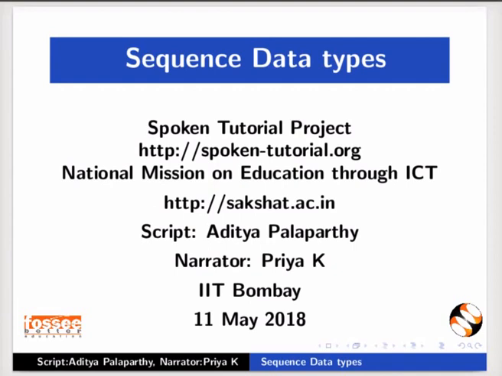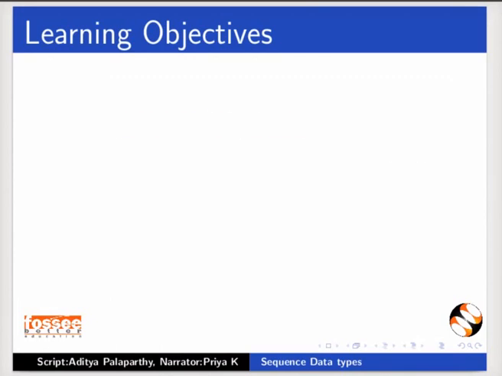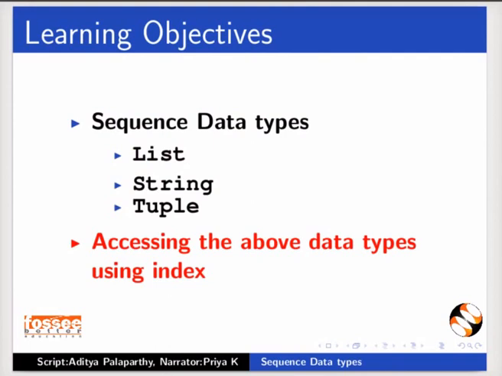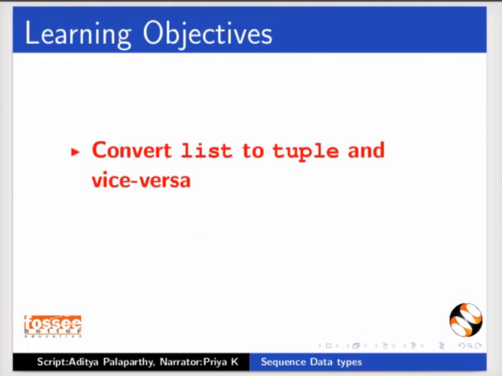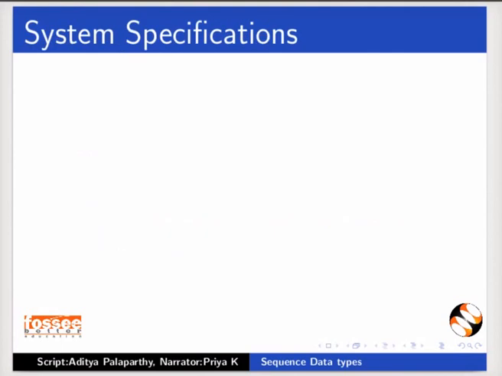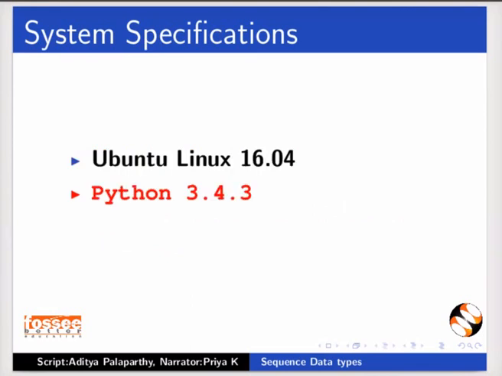Welcome to the spoken tutorial on sequence data types. In this tutorial, we will learn about sequence data types such as list, string, and tuple. Accessing the above data types using index, convert list to tuple and vice versa, and convert string to list and vice versa. To record this tutorial, I am using Ubuntu Linux 16.04 operating system, Python 3.4.3 and IPython 5.1.0.